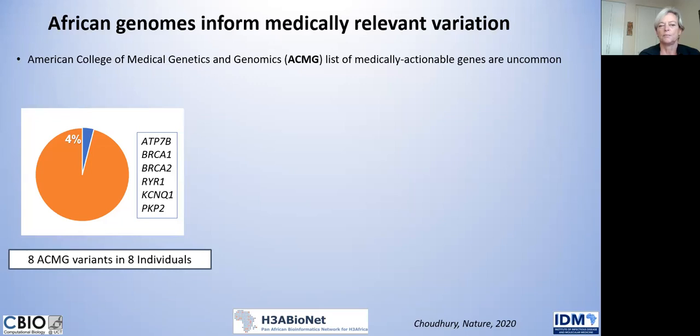Then we looked at African genomes that were medically relevant. So first of all, looking at the ACMG list, this is the American College of Medical Genetics and Genomics. So they have a list of actionable genes. And interestingly, these were uncommon in the data set that we were looking at. So there were only 8 ACMG variants found in 8 individuals. And these are the different genes that those were found in.